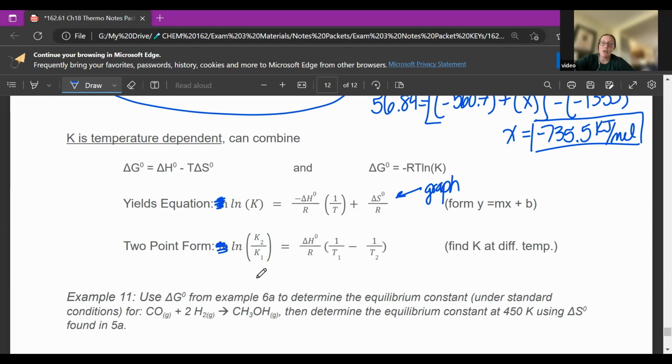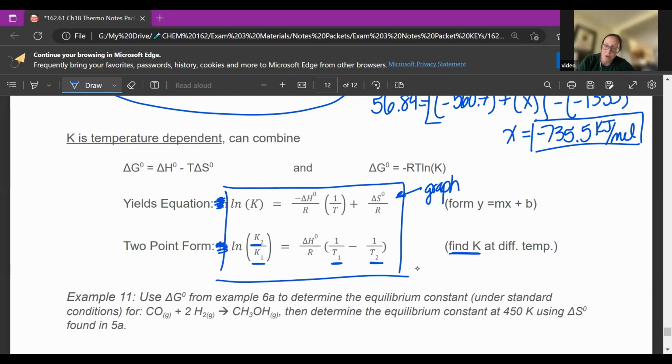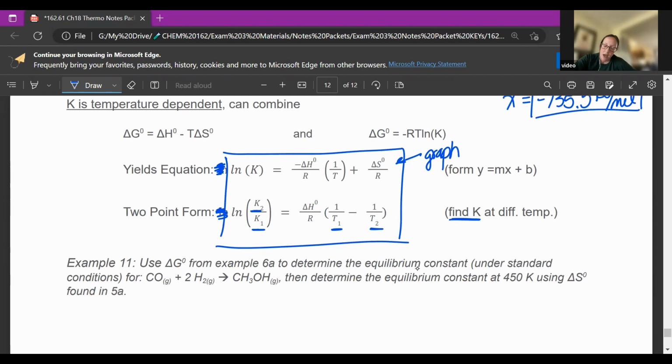And if you have just a 2-point equation, so as our temperature changes, our K value changes, we've done this before, but I give you delta H values. This is our 2-point equation. So if I want you to find K at a different temperature, and we have K at 1 temperature. So we have these equations, one is for graph and one is for 2-point.